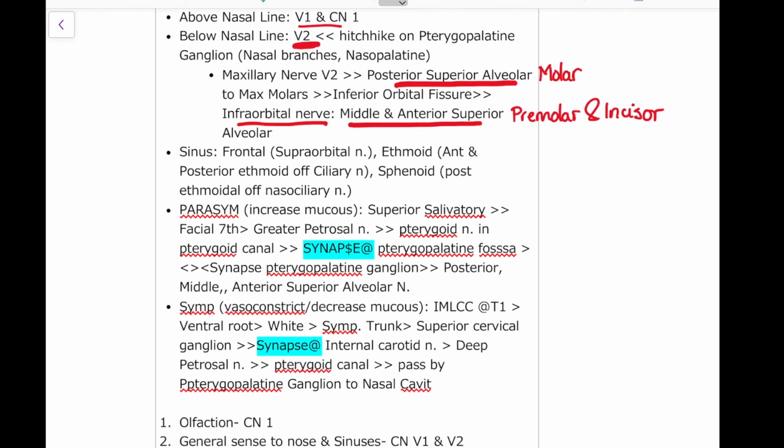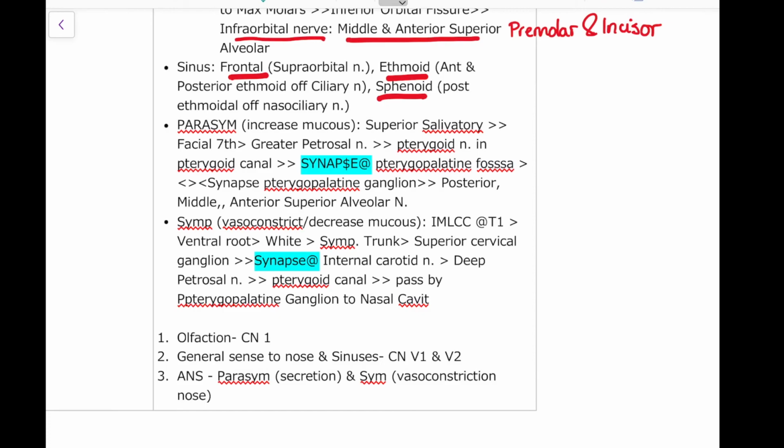Finally, the sinuses have their own innervation here. So you have the frontal sinus that gets it from supraorbital, ethmoidal that gets it from the anterior and posterior ethmoidal, sphenoidal gets it from posterior ethmoidal. We have some parasympathetic innervation that increases the mucus secretion, and sympathetic that decreases the mucus secretion.